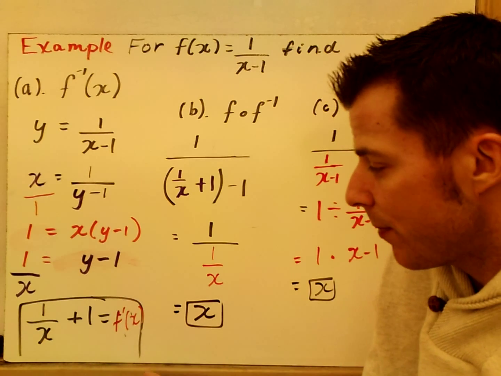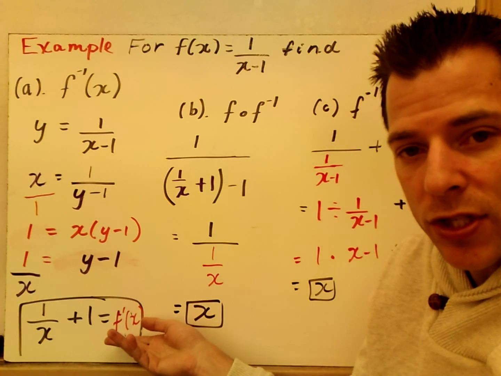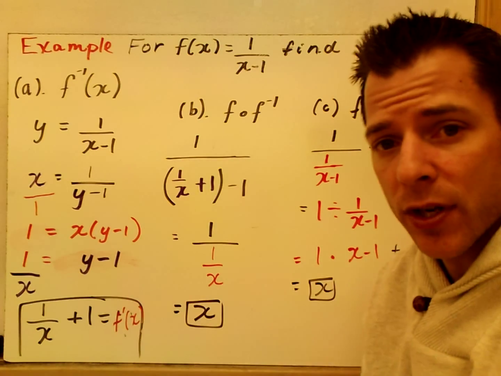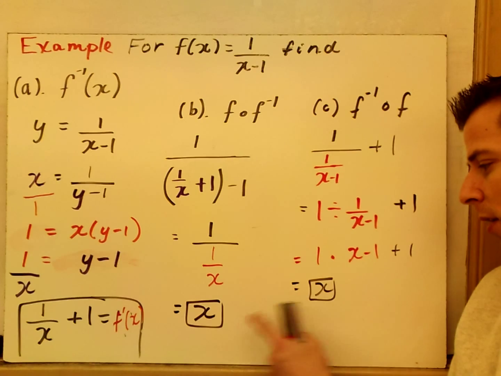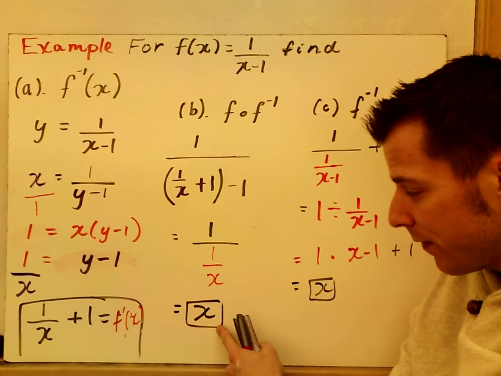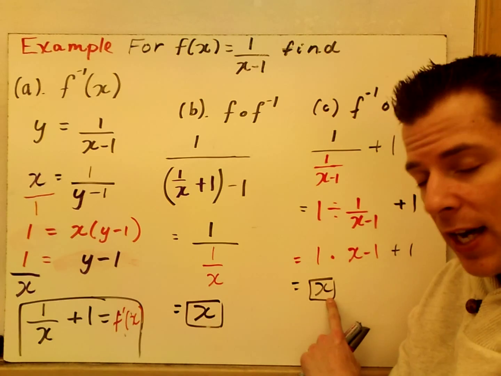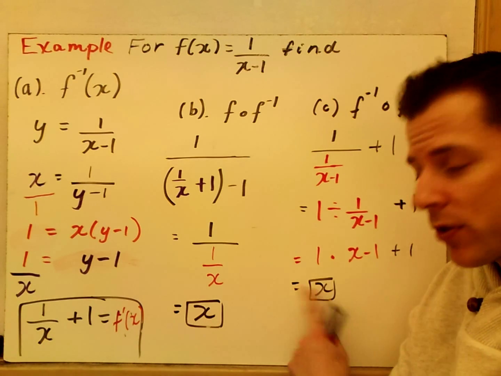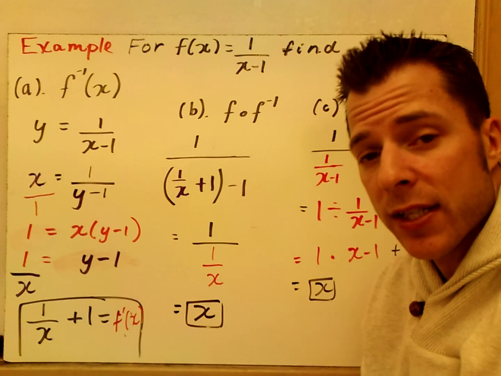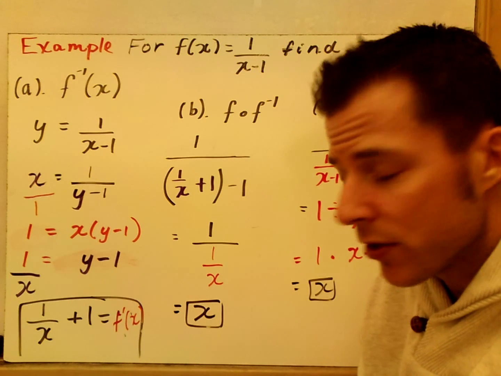I can't see off the top of my head if the inverse is a function, but let's just say these two are inverses of one another because we've shown that those two composites are equal to x. Now they have to be equal to x. If they were equal to 5, it doesn't matter, then they wouldn't be inverses. They have to equal x. Okay, so that's very important when you check to see if two relations are inverses.